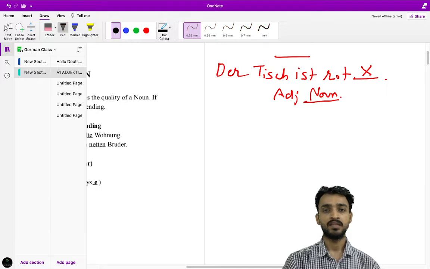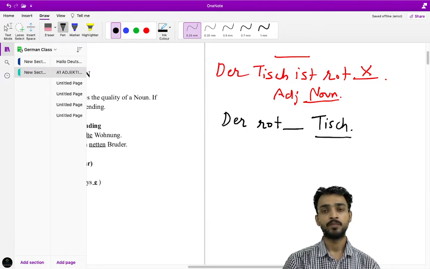Similarly, in the next sentence, if I say the red table, so there is rot, adjective ending, space, and then Tisch. Now it makes sense. You can see the difference. Here, after rot there is a noun, Tisch. So what is the ending? I will tell you this. This is called adjective ending. After the adjective there is always a noun. This we will learn.